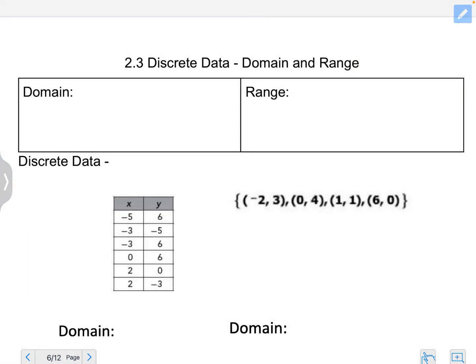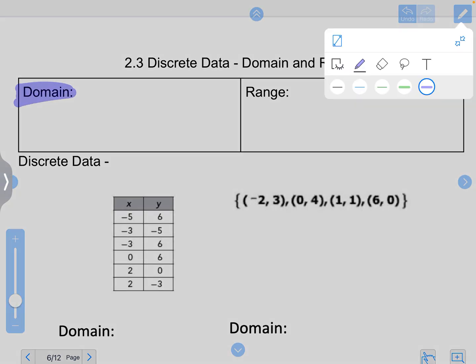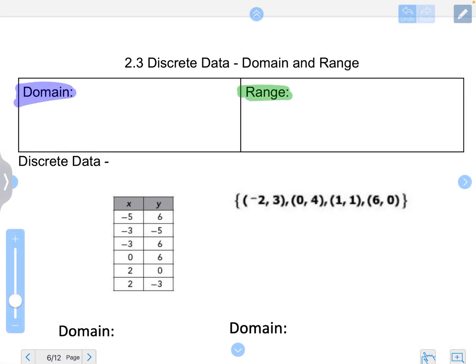So I'm going to do what I did last notes. Our domain is going to be blue. Our range is going to be green. It's just an easy visual to help us know and help us to remember. We're going to go domain first.